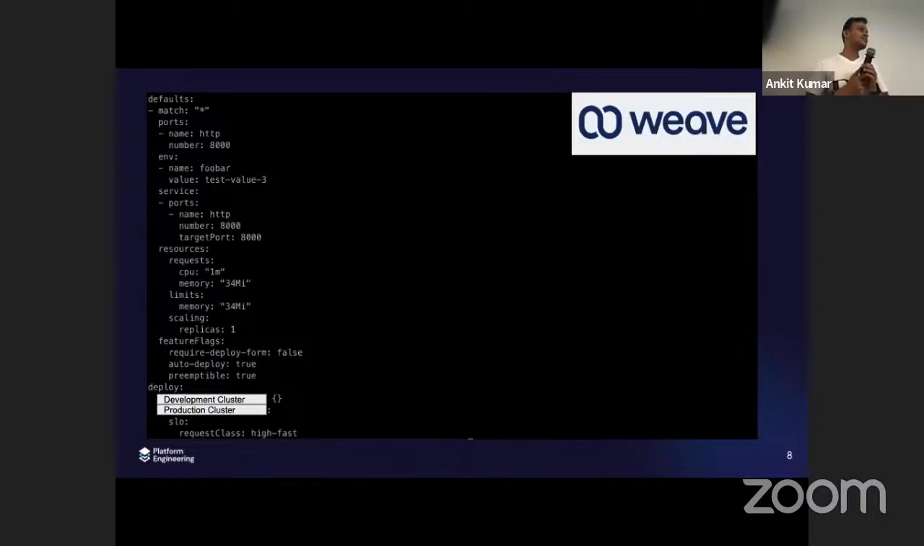Does this tool require authentication? Yes, it is SSO based. You need to log in with GitHub, or you have to pass a GitHub token, because we are completely based on GitHub and Git. So you need to log in with that.